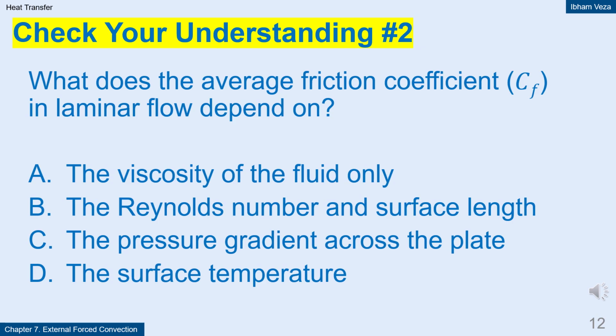Check your understanding. Number 2. This part reinforces that the average friction coefficient in laminar flow does not depend on a single parameter only. The main controlling factor is the Reynolds number, which represents a combination of fluid properties, flow velocity, and characteristic length.